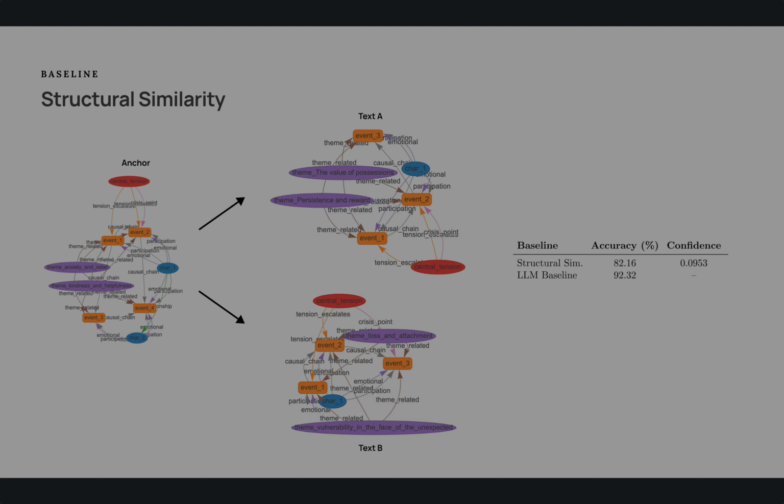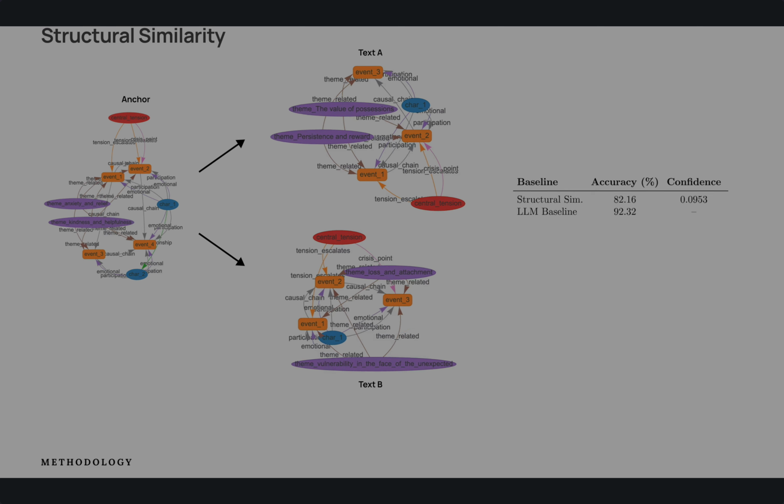When tested across the dataset, the structural baseline achieves an accuracy of 82.16%, lower than the one-shot LLM baseline, but providing a clear interpretable measure of how the underlying narrative structures align. Unlike the LLM baseline, this provides us with a confidence reference of 0.0953, which allows us to understand how subsequent methods perform, not only in terms of accuracy, but also in the stability and reliability of the decisions.